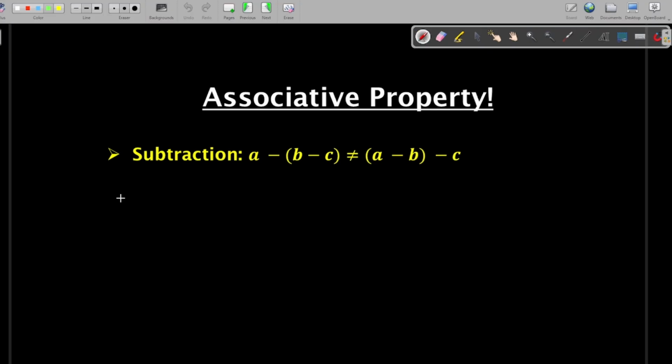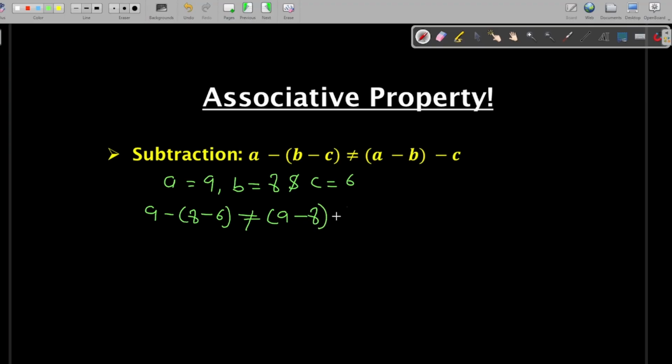Now let's look at an example. If we have three real numbers where A is equal to 9, B is equal to 8, and C is equal to 6, and we substitute these values into the expression, we have 9 minus open bracket 8 minus 6, close the bracket. We say it's not equal to open bracket 9 minus 8, close the bracket, minus 6.